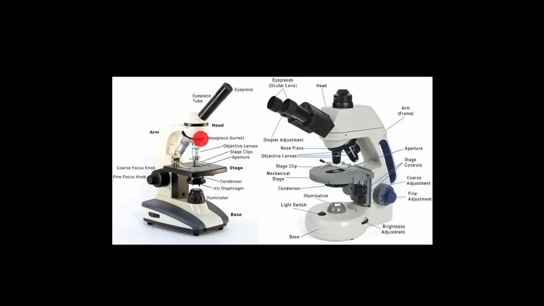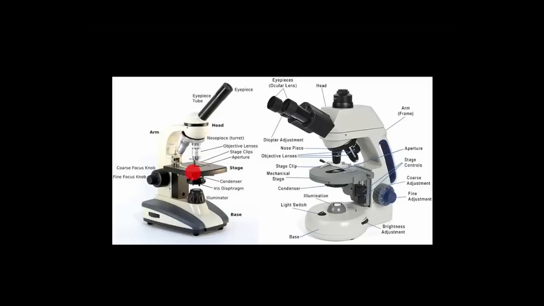Here is the nose piece that carries the objective lenses. In some microscopes, or majorly, you have three objective lenses. The nose piece carries the objective lenses, and the objective lenses are different. They have different magnifying powers.